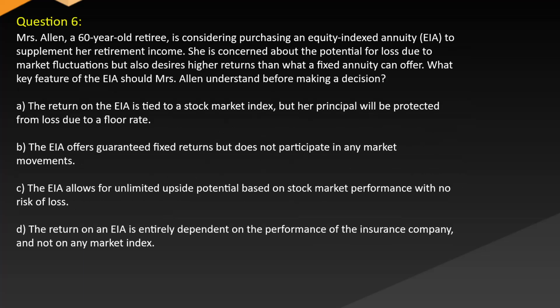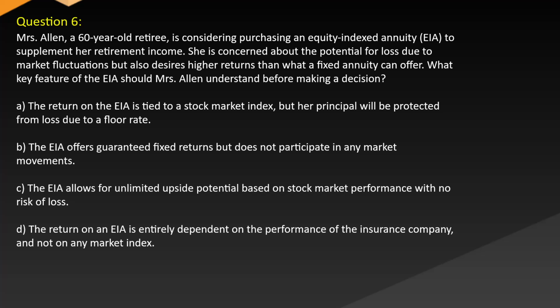Question 6. Mrs. Allen, a 60-year-old retiree, is considering purchasing an equity-indexed annuity (IA) to supplement her retirement income. She is concerned about the potential for loss due to market fluctuations, but also desires higher returns than what a fixed annuity can offer. What key feature of the IA should Mrs. Allen understand before making a decision? A. The return on the IA is tied to a stock market index, but her principal will be protected from loss due to a floor rate.